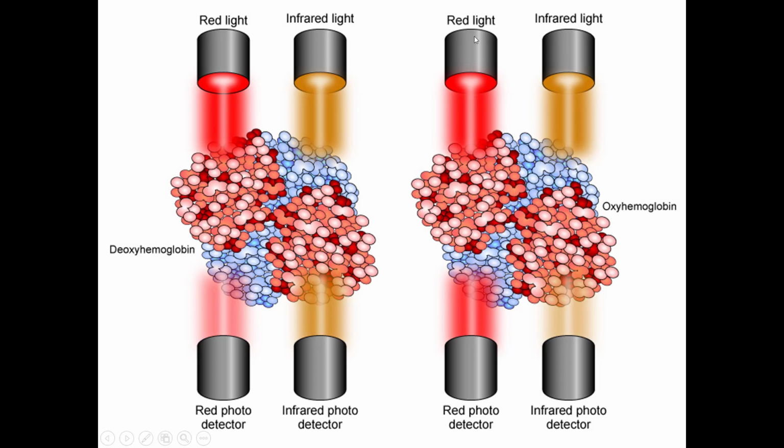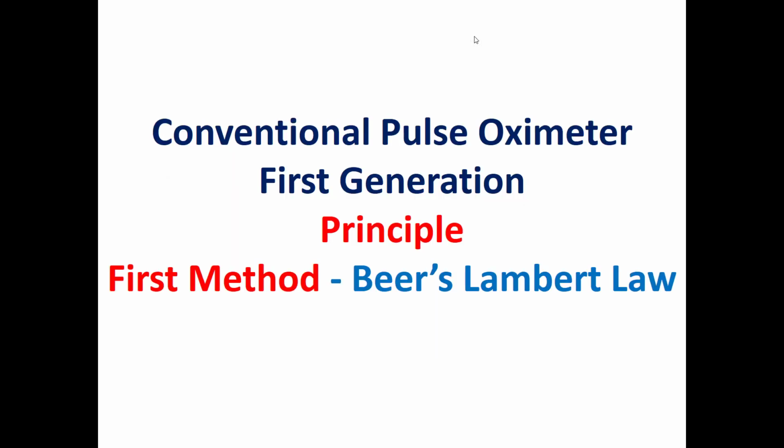As we said in the previous slide, oxygenated hemoglobin will absorb more infrared by comparison. The oxyhemoglobin will absorb more infrared light by comparison to the deoxyhemoglobin, which absorbs more red light.